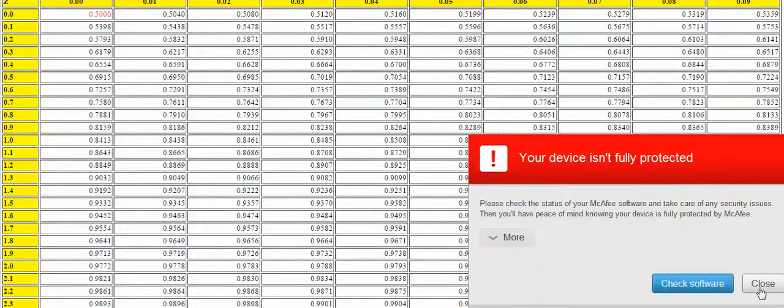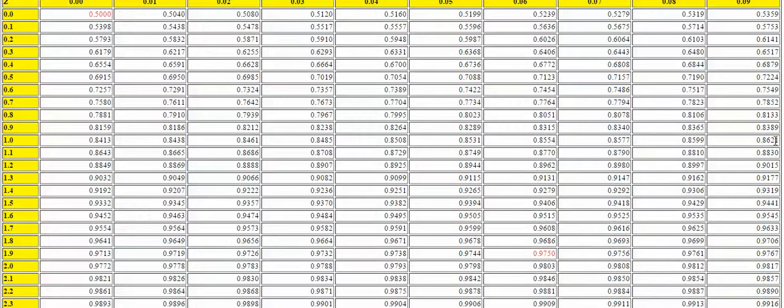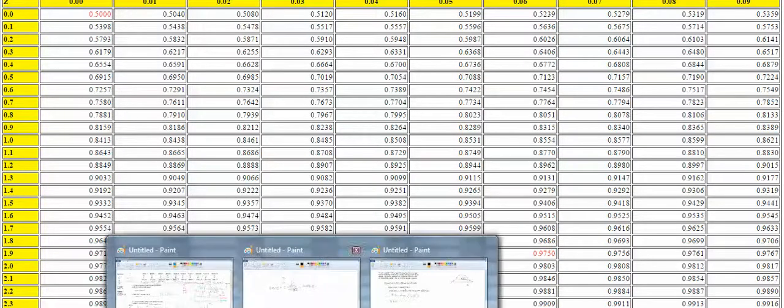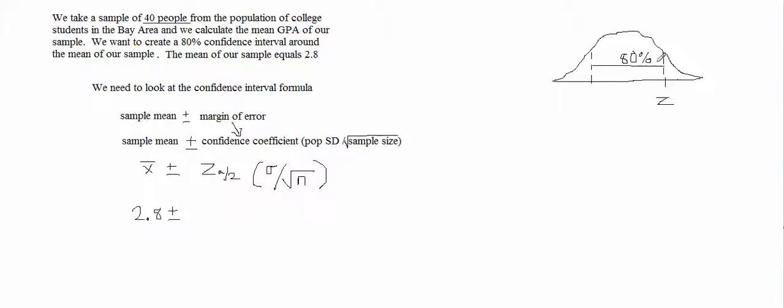What we can do is, we know that in this table, these decimals are meant to be the percentage of the normal curve that's below or to the left of a certain z-score. We want our 80% confidence coefficient up here. Now, what's the total percentage that's below our sample meaning? Below our z-score, which is here, and all the way to the left.